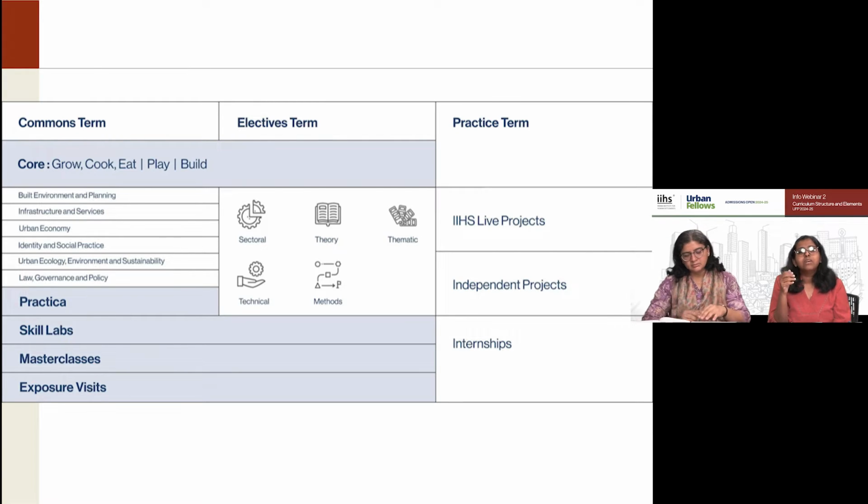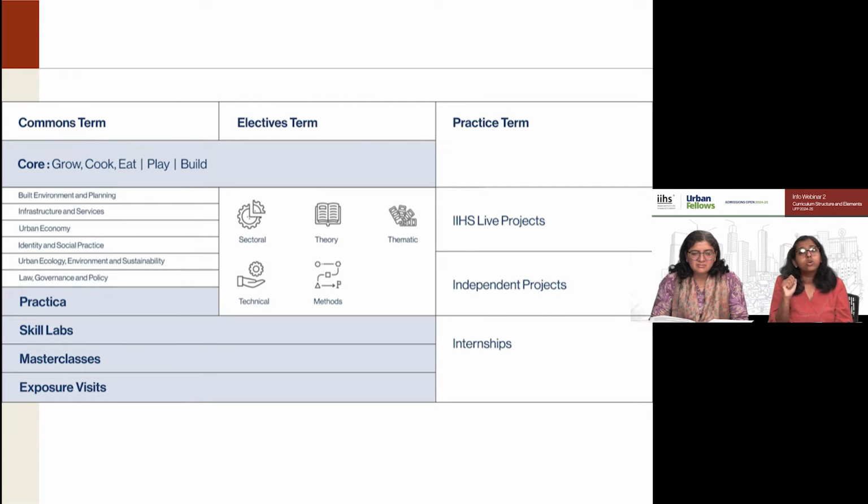Along with that, another major component of the commons term is Practica. Practica is the interdisciplinary studio based in Bangalore's neighborhoods. Practica helps the fellows take whatever concepts, theories, questions, concerns or interests they have developed in the commons term to the real world, the real neighborhood, the real city, and see how that works.